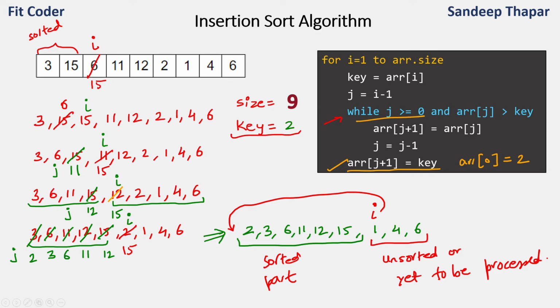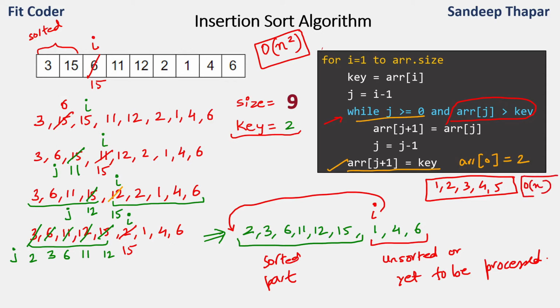If we take a look at the time complexity, since we are running two loops and we're processing all the elements, the average and the worst case time complexity is order of n square. But in the best case, when the elements are already sorted, let's say the array is this. In this case, whenever we pick an element from the unsorted part, this while loop need not be processed because this statement will be false, because the element is already in its correct position. So in that scenario, we won't do anything in this while loop. So in the best case scenario, when the array is already sorted, time complexity will be order of n.